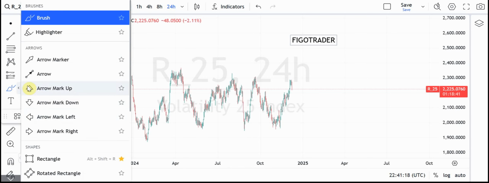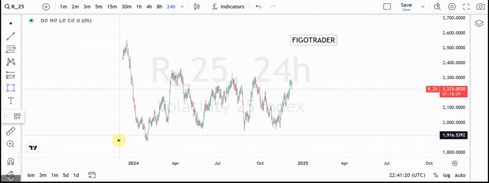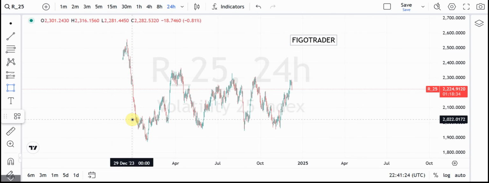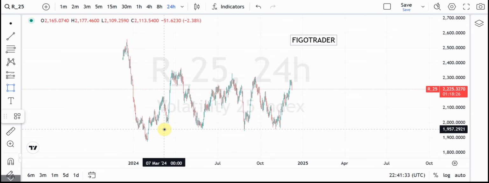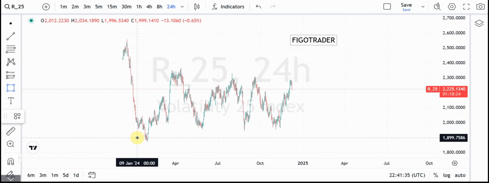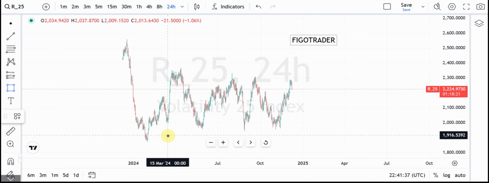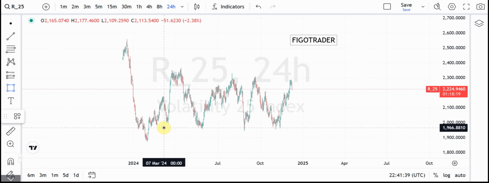It's quite simple. Get your rectangle tool and draw your demand zone. Now your demand zone, or all zones, should have at least 2 points that they touch. So you want to look at places where price at the bottom, we're talking about demand. Demand also means buy zones. Places where you notice price respected multiple times.